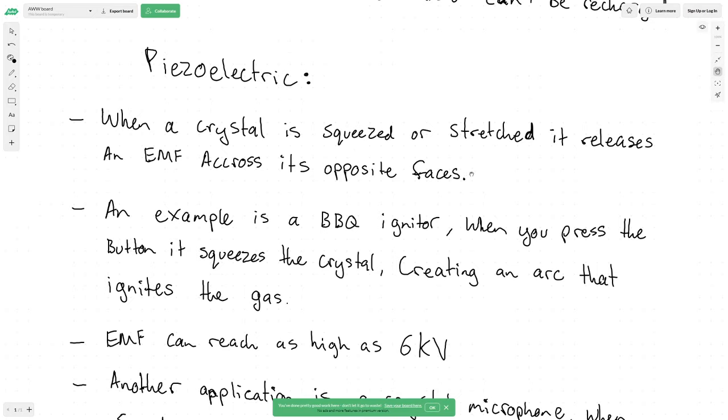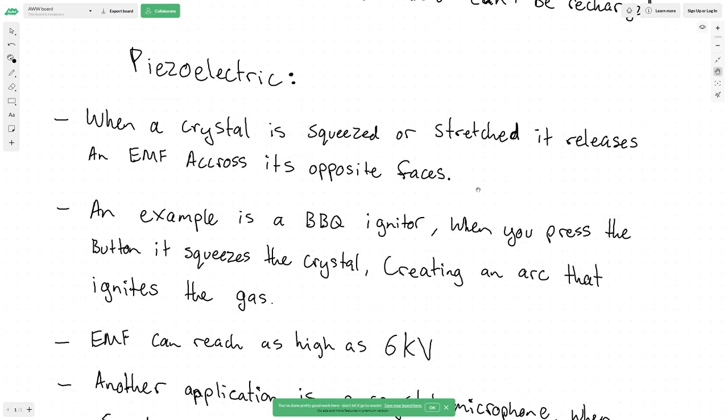So when it is squeezed or stretched, it releases an EMF across its opposite faces. So across the opposite ends, I could draw something here. Maybe I just quickly will. This is going to be a very weird looking crystal. I know it's just a little circle. So the opposite ends being these two here. So you can imagine if you, say, put some wire here. Maybe I'll write crystal in here. Crystal. I always say crystal. I don't know why. So yeah, when it's compressed, an EMF is generated across its opposite faces.